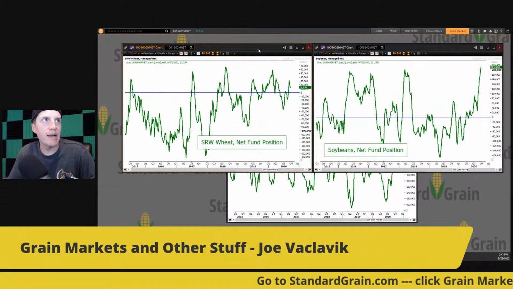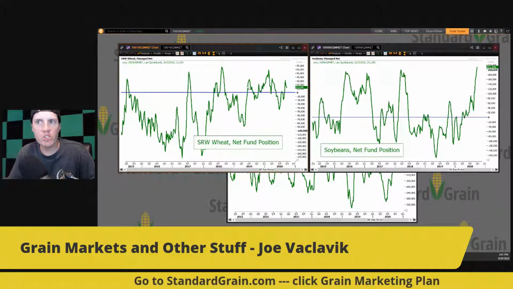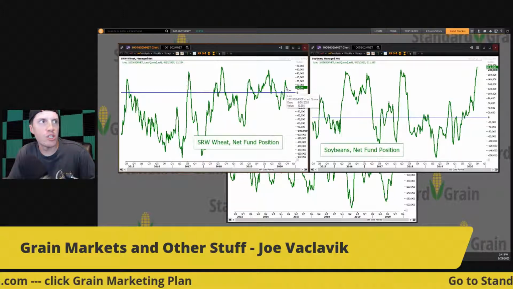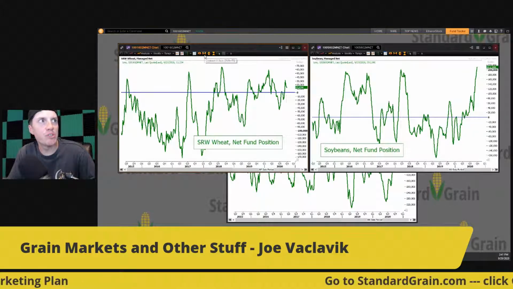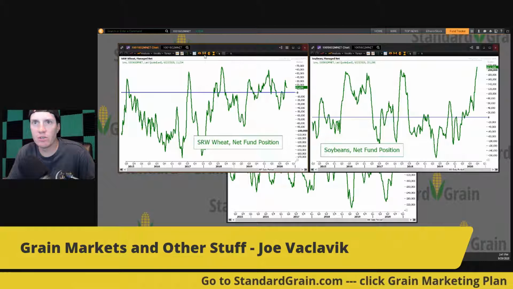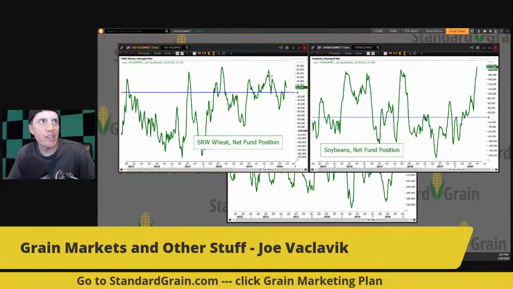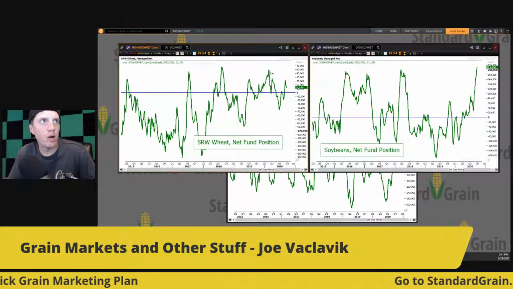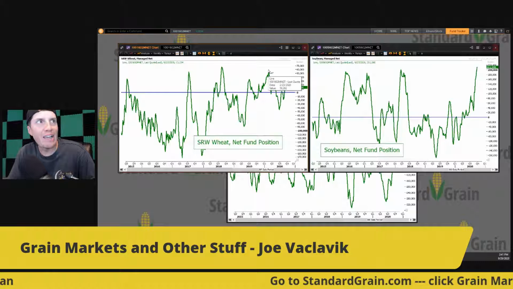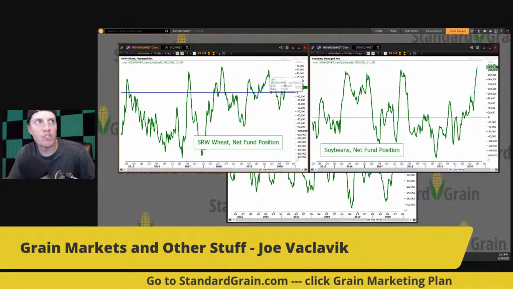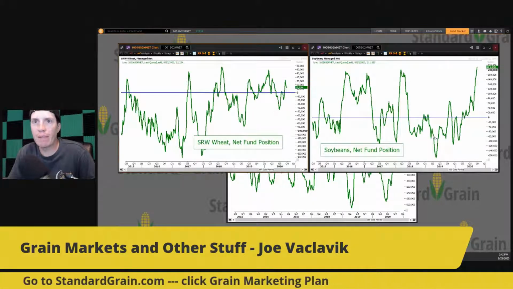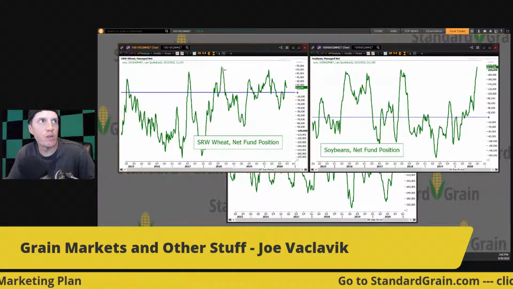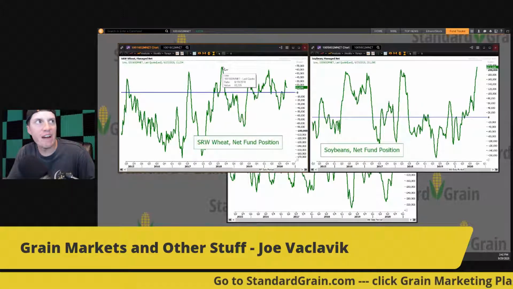We jump to the SRW wheat chart, which is this one right here. The funds were long 13,000 contracts as of last Tuesday, which is pretty modest. But as you can see here, going back over the last 5 years, it's a pretty rare occasion that the funds even get long the wheat market at all. They were long 59,000 contracts of wheat in February of this year, and that was a really good marketing opportunity in hindsight, looking back. This instance here where my arrow is, funds were long 65,000.